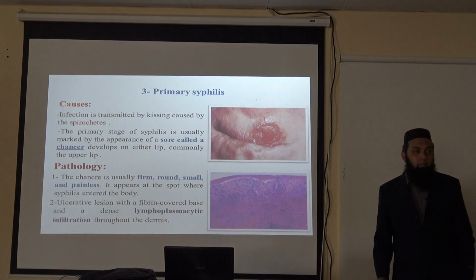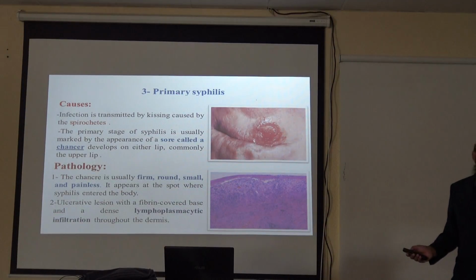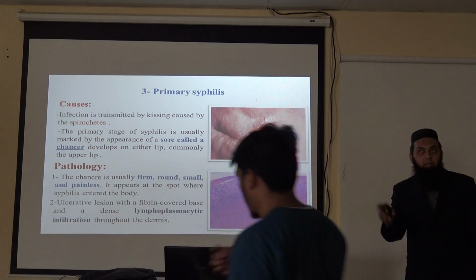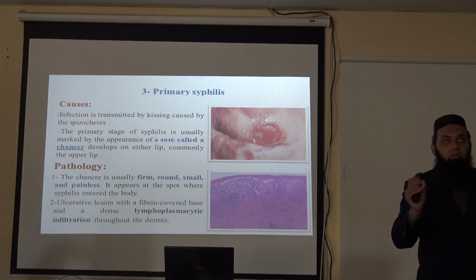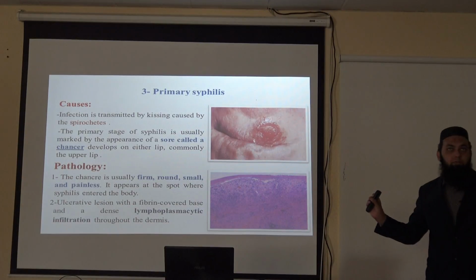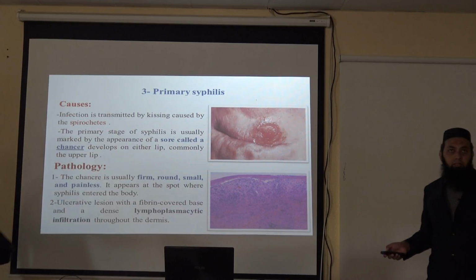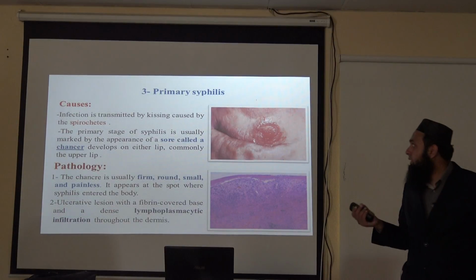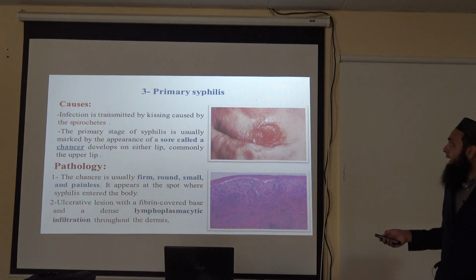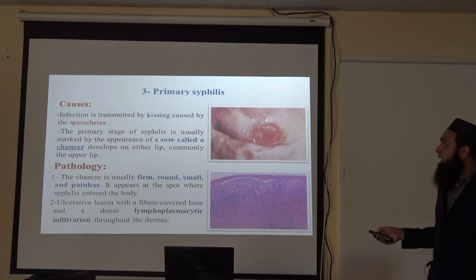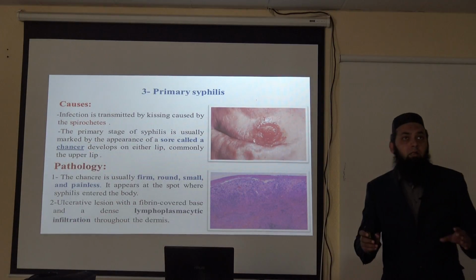The third one, syphilis. Okay, we will not describe and cover all the syphilis. We will only focus on this aspect, the oral lesions of the syphilis. So as you know, I think you know that this is caused by spirochetes, and usually transmitted by kissing. So primary stage of syphilis is usually marked by the appearance of a sore called canker, which develops on either lips, commonly the upper lip.